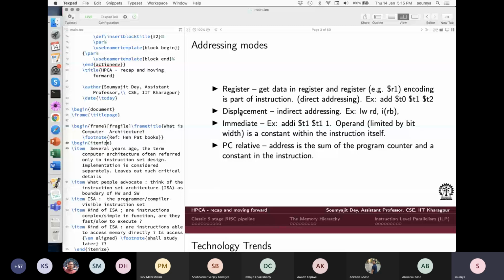The next would be this kind of displacement mode of addressing, or indirect addressing. For example, let's say you are trying to load word. Load word is an instruction through which you can access a memory address and load its content to some register RD, the destination register. See how we have written it: load word, register name, then this index, which will be a constant value, followed by another register's name.